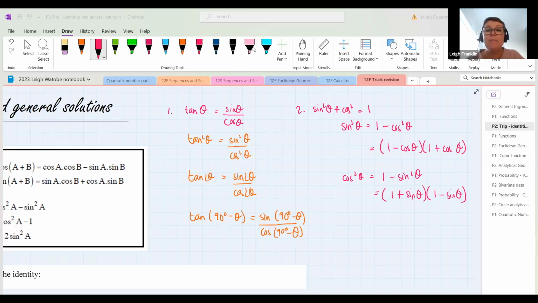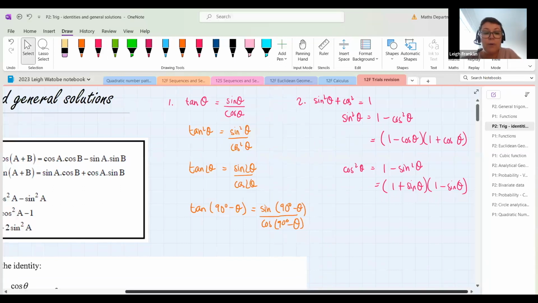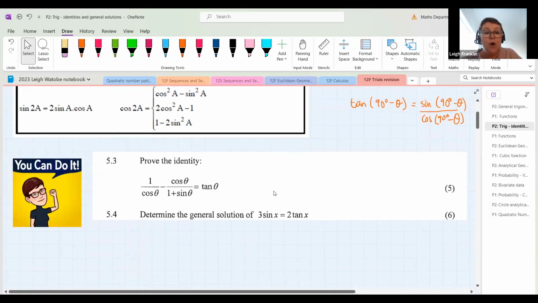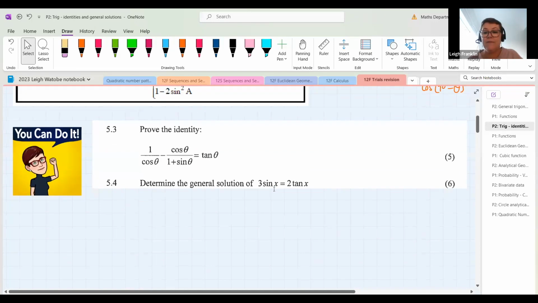Okay, so just remember, you cannot cancel over plus and minus signs. So if they want you to simplify, as you would be doing in an identity, you need to be able to factorize. Okay, but we'll talk about some other skills that we need when we have a look at this example. So the first one that they give us, that they want us to prove, is 1 over cos theta minus cos theta over 1 plus sine theta is equal to tan theta.